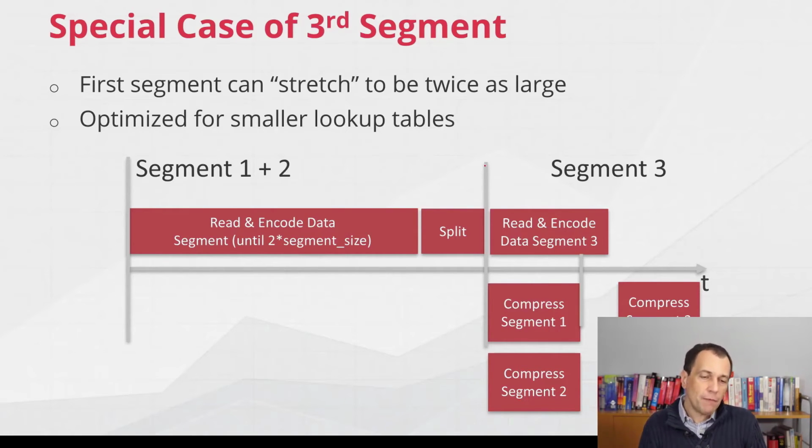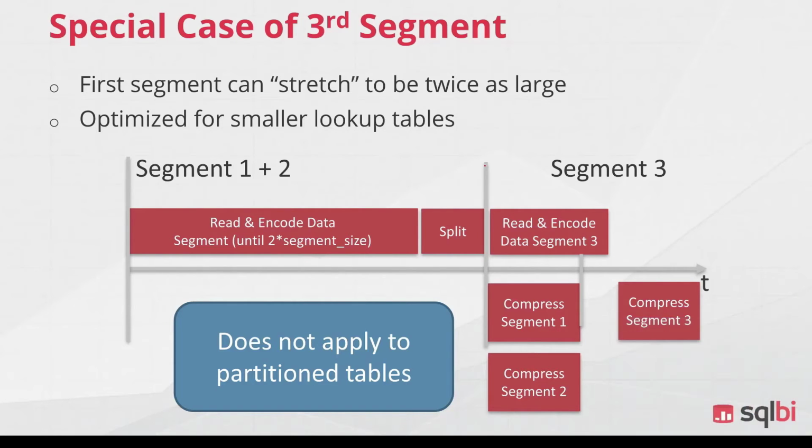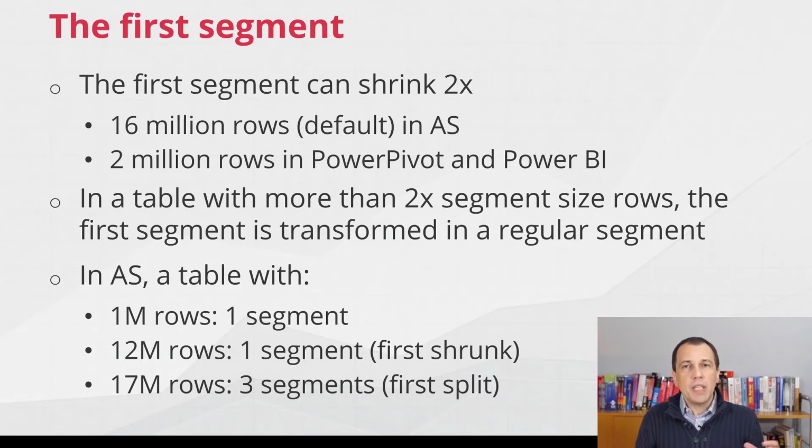So this happens only when you have less than two segments, because if you have less than two segments, the entire table is stored in a single segment. So the segment could be up to two times the size of the default segment for small tables. However, if you create partitions, which means if you create partitions explicitly in your analysis services model, or you use the incremental refresh in Power BI, incremental refresh creates partitions, and this does not apply to partitioned tables. If you have partitions, a segment is always of the size of the segment that you chose in your system. So the first segment can be twice the size of the default segment, which means up to 16 million rows in analysis services, up to 2 million rows in Power BI. And this is the requirement of RAM during the processing, during the compression.